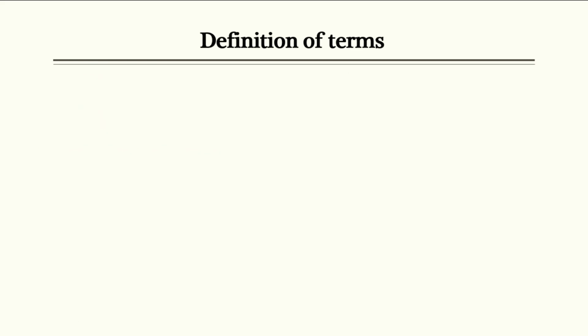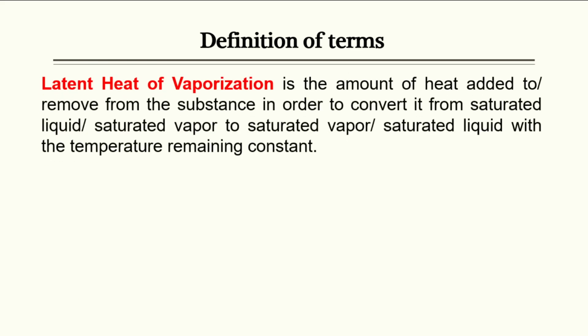The next definition is the latent heat of vaporization. It is the amount of heat added to or removed from the substance in order to convert it from saturated liquid or saturated vapor to saturated vapor or saturated liquid with the temperature remaining constant.